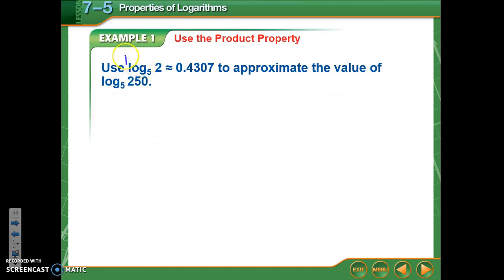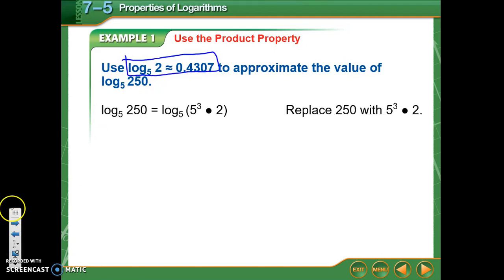Here it says we're going to use this fact. This is just something we know. They're saying log base 5 of 2 is approximately equal to this numerical value, and I'm going to use that to approximate the value of log base 5 of 250. Basically when you're doing these kind of problems, you want to figure out a way to split up 250 using 2, because that's the number we're given here, and also if you can get any way to split it up using 5, which is the base of the logarithm. If I can rewrite 250 in terms of 5s and 2s, I will be able to evaluate it to approximate its value. For example here, we know that 250 is 5 cubed times 2.